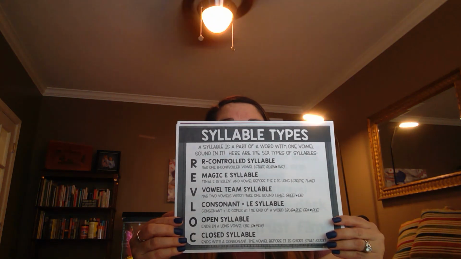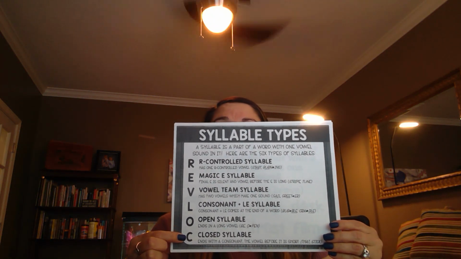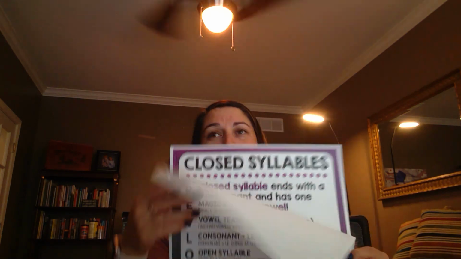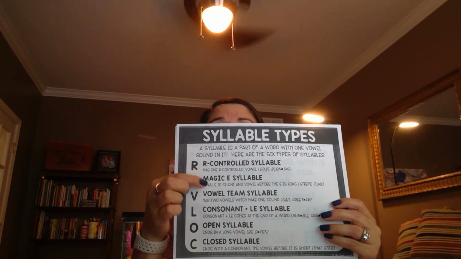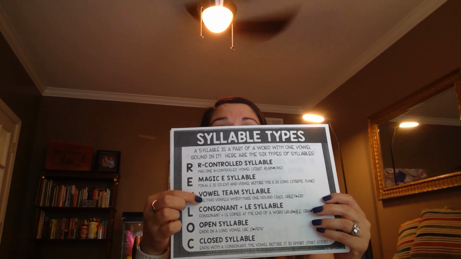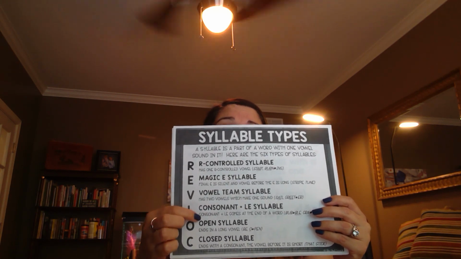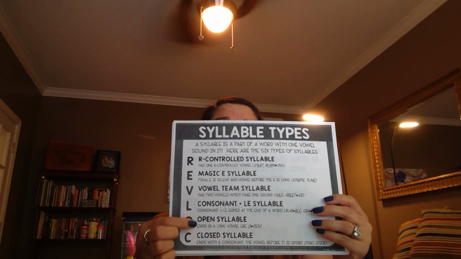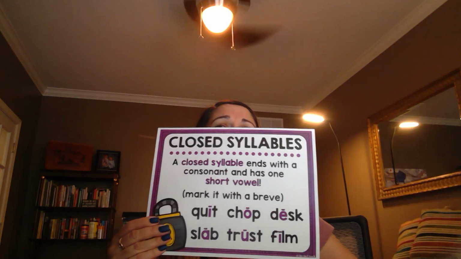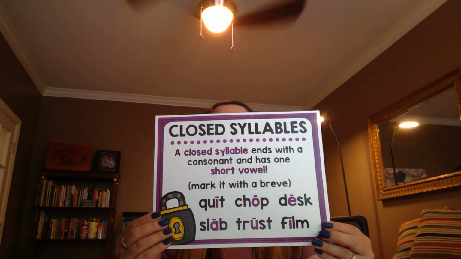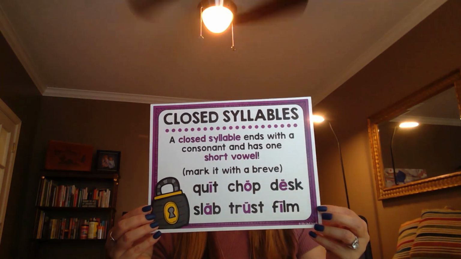I am going to be working with you on phonics, and we're going to be working with syllables. The one that we're going to focus on today is called closed syllable. But throughout these lessons, we're going to be learning about our controlled syllable, the magic E syllable, vowel team syllable, consonant LE syllable, open syllable, and closed syllable. Today we're just going to focus on closed syllable words, okay?